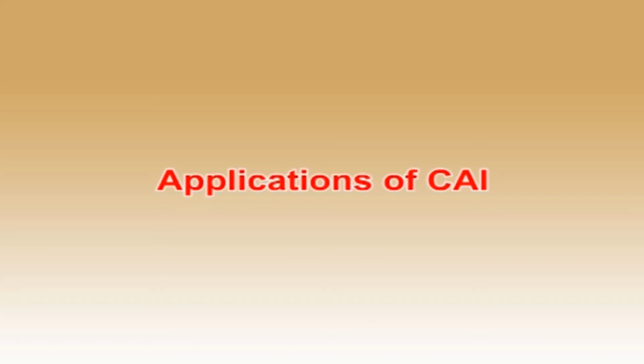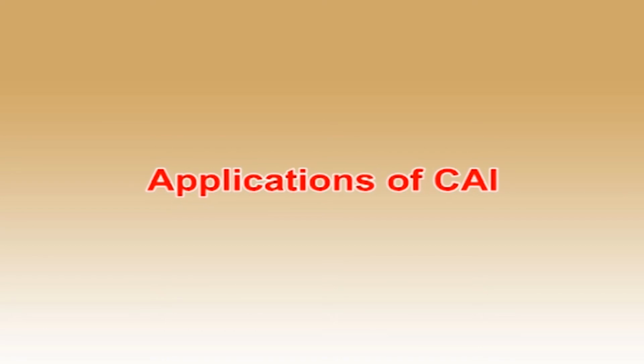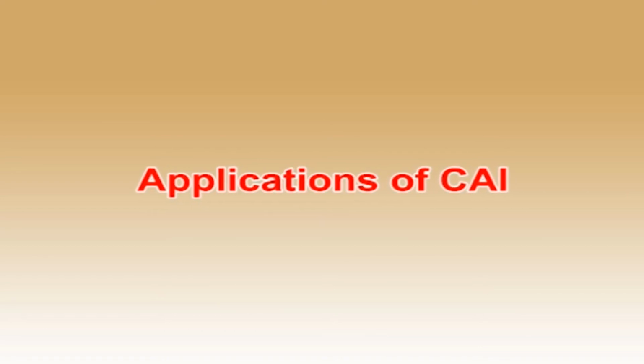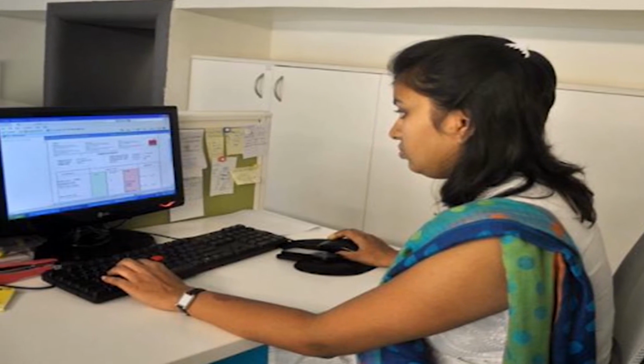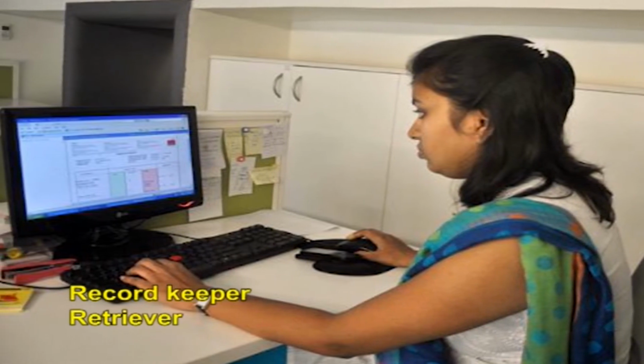There are a number of ways by which computers can be used for instruction. CAI refers to situations in which a computer is utilized in the learning process. The first application involves utilization of the computer as a record keeper and retriever.